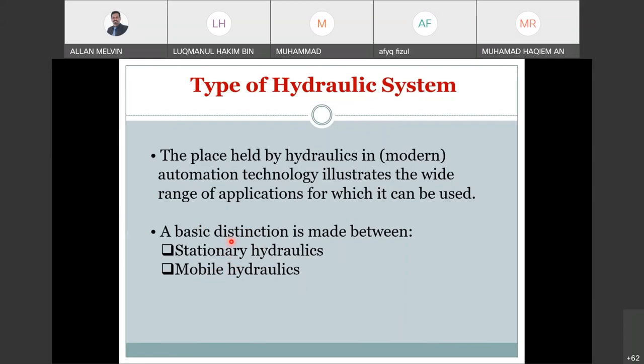Trains actually come in two types. Like at the port, it uses the stationary one. A train that moves around on wheels is a mobile hydraulic. So it depends on the application. Normally, stationary is used to do larger force, how to say, larger force. Mobile is a bit limited because the hydraulic oil inside is limited.